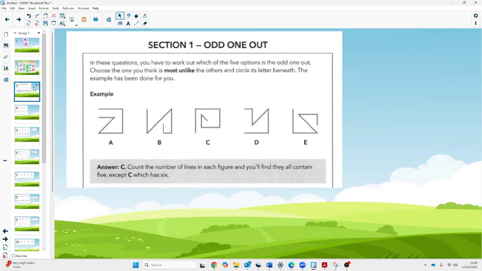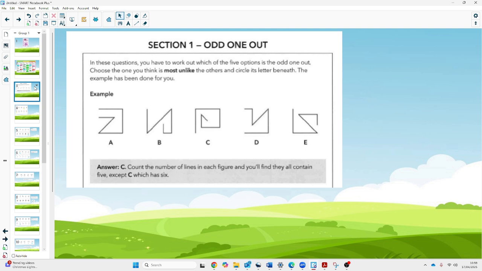So in these questions, you have to work out which of the 5 options is the odd one out. Choose the one you think is most unlike the others and circle its letter beneath. The example here has been done for you. So obviously refer back to your mnemonic that you've been taught as well to think about shape, position, angle, number, size, shading, rotation, overlapping and symmetry, and you'll be guaranteed that one of those variables will be the one that you'll need to find the odd one out.